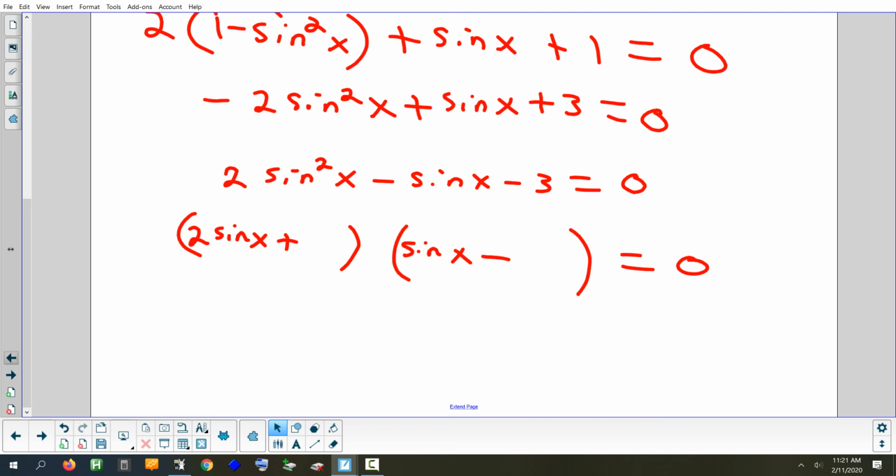And then two numbers that multiply to give me 3. 3 and 1. We'll just try it in that order, see what happens. Okay. What's 2 sine times -1? Negative 2 sine. And what's 3 times sine? 3 sine. What's -2 plus 3? It's +1 sine. I wanted -1 sine. So what do I have to do? Just flip the signs.